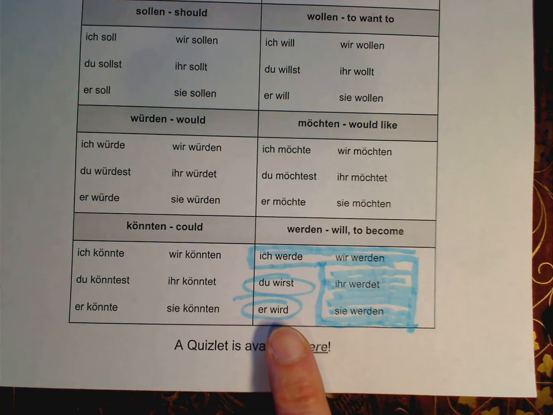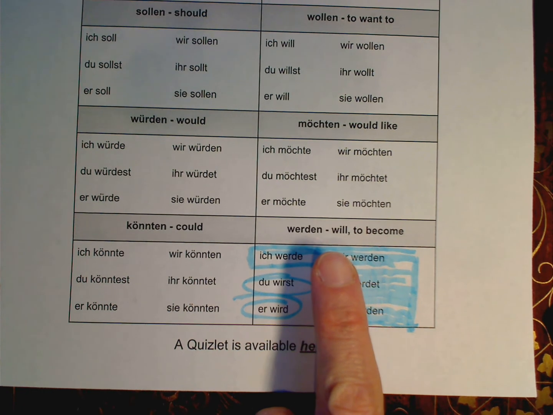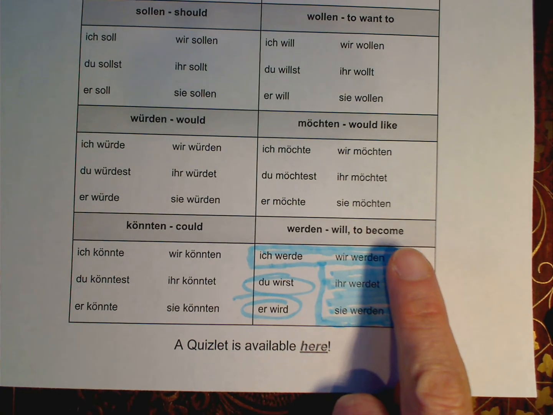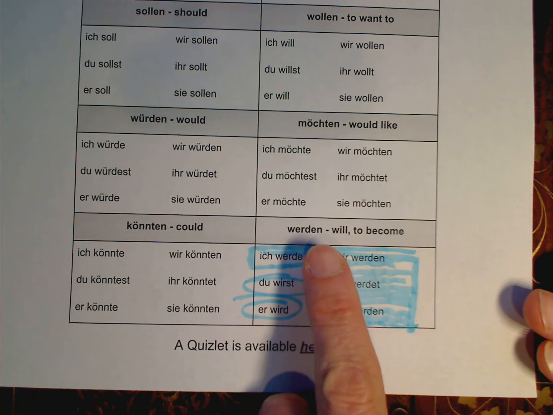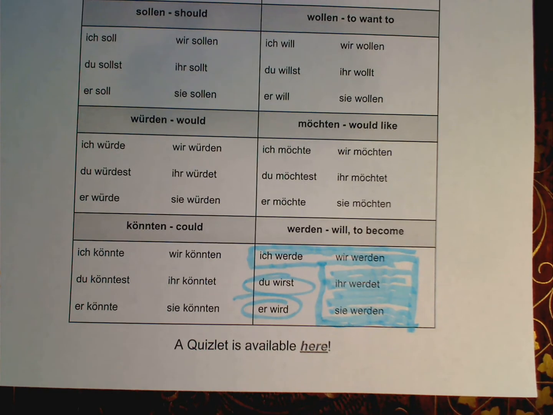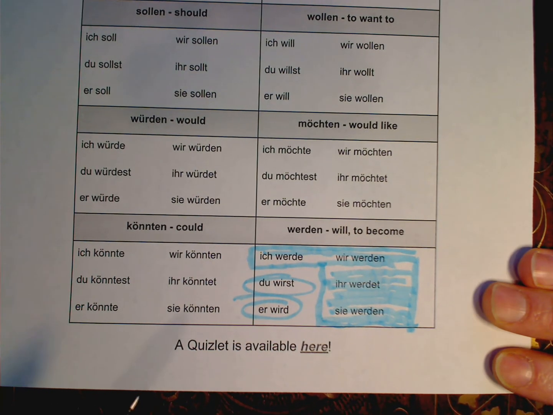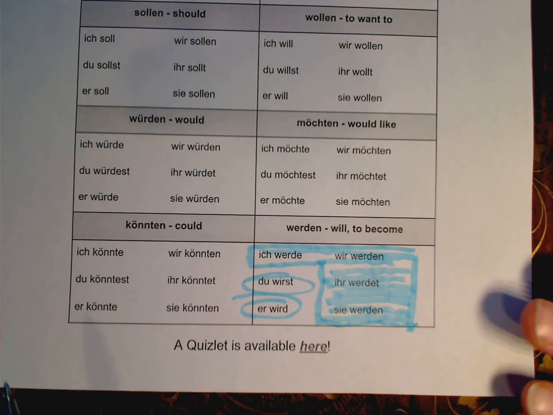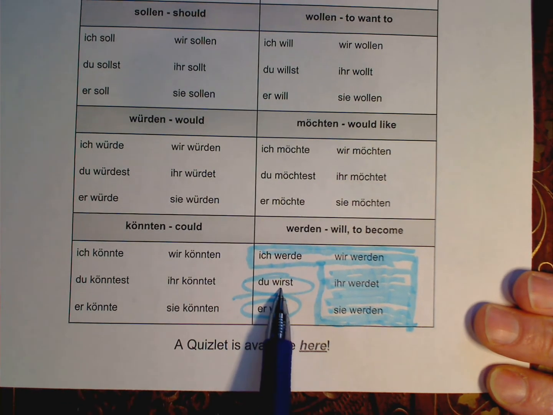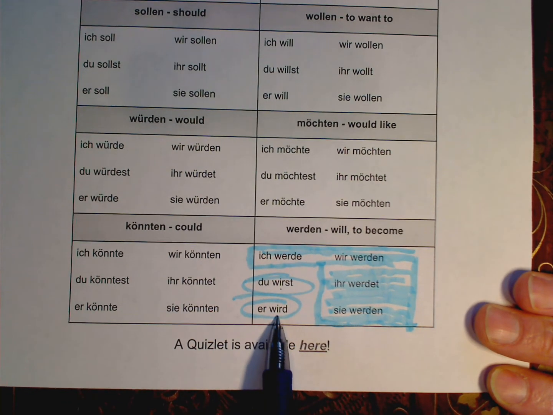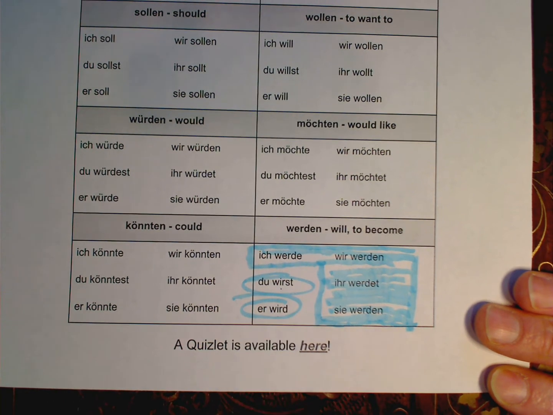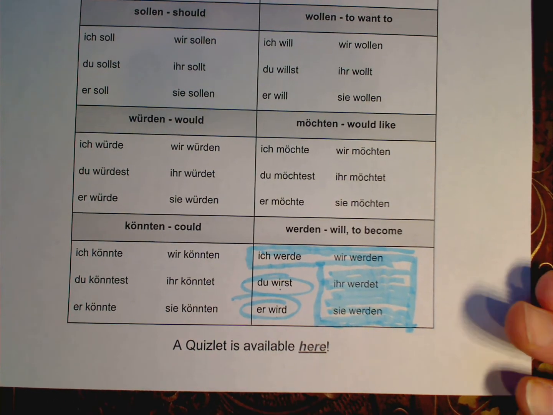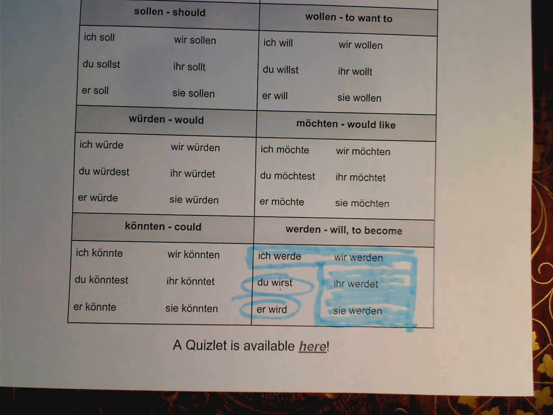This verb werden, which means will, also means to become. But as a modal, it means will. And yep, this is the only pot verb. Everyone else is a crock-pot verb. Notice how the E changes to an I and the D disappears. This one doesn't end in a T. It's got a lot of irregularity, so you're going to have to just memorize that.